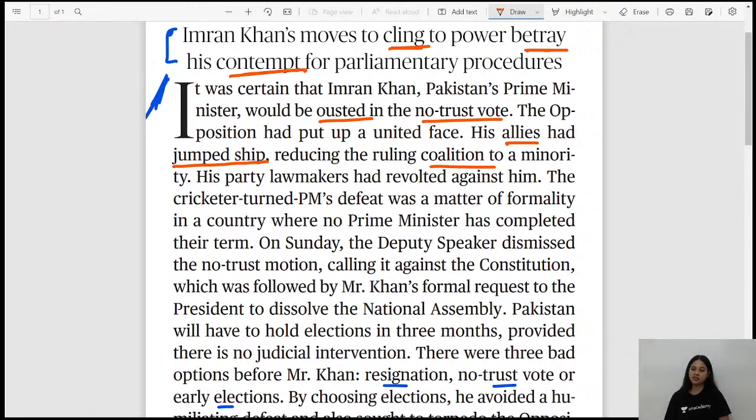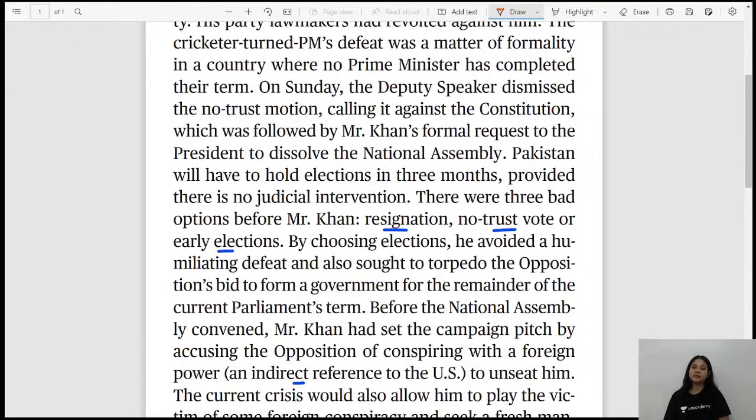Dissolve मतलब खत्म कर देना, इसको अपनी ड्यूटी से रिलीव कर देना. Pakistan will have to hold elections in 3 months provided there is no judicial intervention. इंटरवेंशन मतलब बीच में आना, रोकने की कोशिश करना, बीच बचाव करने की कोशिश करना.